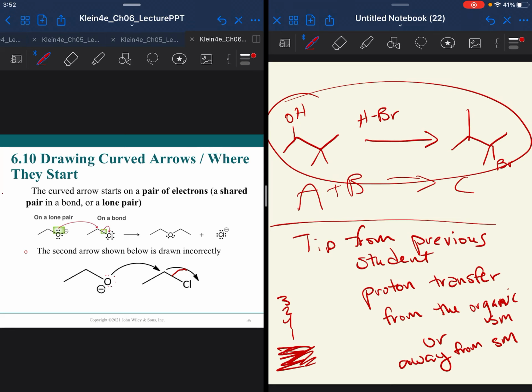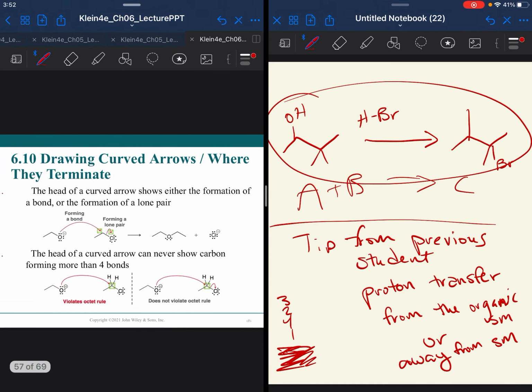This arrow is drawn correctly. It just doesn't have the explicit lone pairs. So if you see an arrow drawn from an atom, it doesn't mean it's wrong. It just means that there has to be lone pairs on that atom. If there are not lone pairs on that atom, the arrow should not start there.